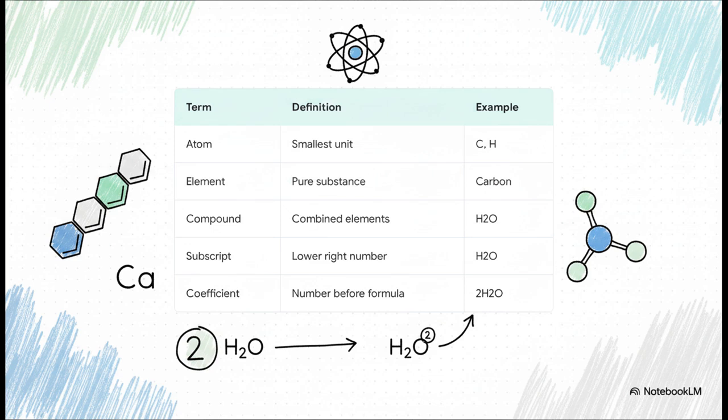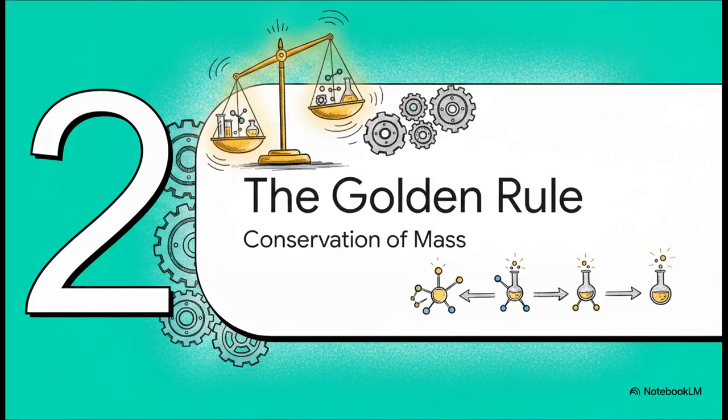Listen to me very closely on this one. You can never, ever touch a subscript when balancing equations. Changing it literally changes the identity of the substance. I mean, H2O is the water you drink, but change that subscript to H2O2, suddenly you're drinking toxic hydrogen peroxide. So yeah, it's a massive rule. And speaking of massive rules, let's take a breath and move right into Section 2, the golden rule.